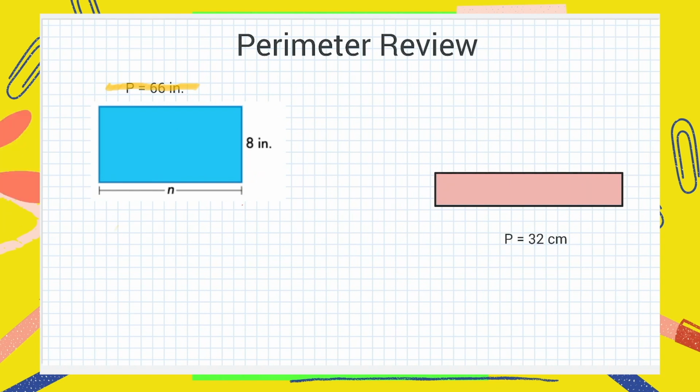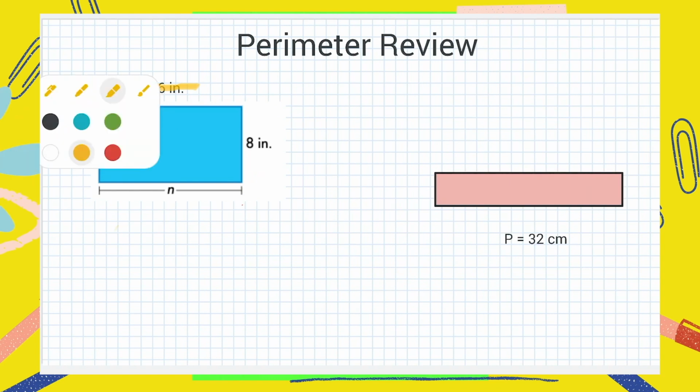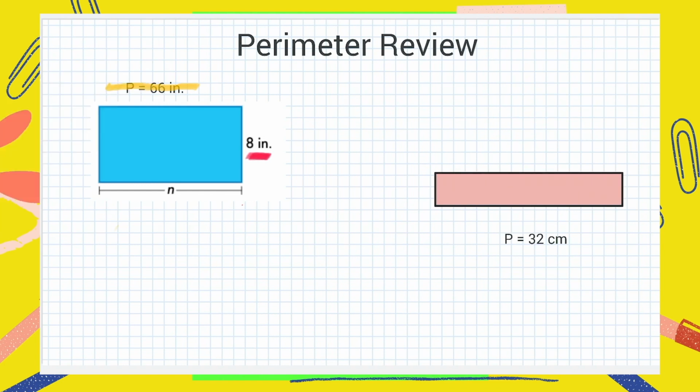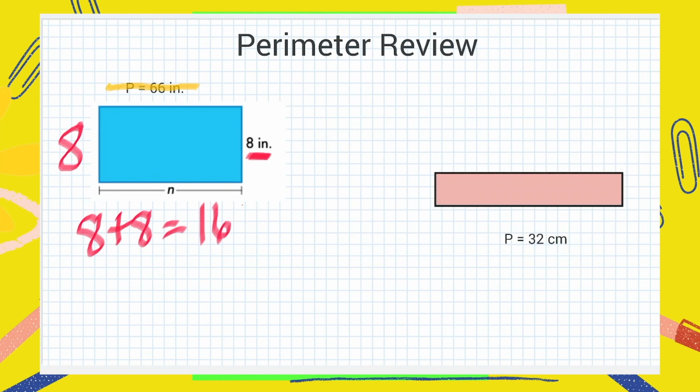I only know one of the side lengths, 8 inches. But because it's a rectangle, I know that if this side is 8 inches, then so is the corresponding side. This is also 8 inches. So together, 8 plus 8 equals 16. I know that of the 66 inches, these two sides make up 16 of those. Take a minute to think what I should do next.